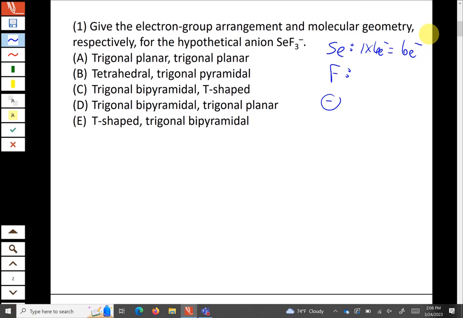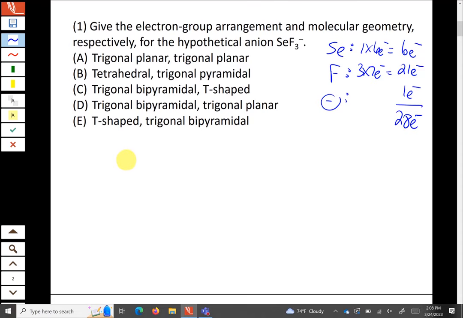All right, so you have 1 selenium, that's 6 electrons, and then you have 3 fluorines in the formula that are 7 each. And then you have a negative charge, which is going to add 1 more. So a total of 28. All right, so we have 28 valence electrons to account for in this structure.